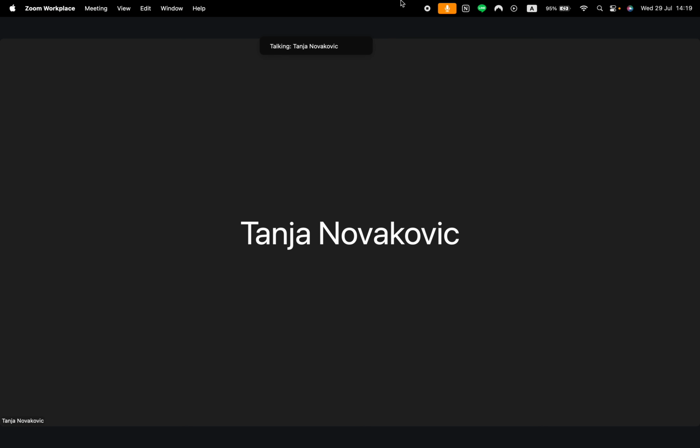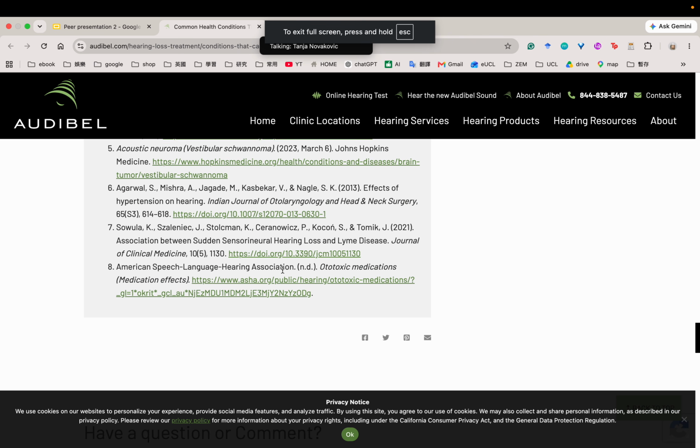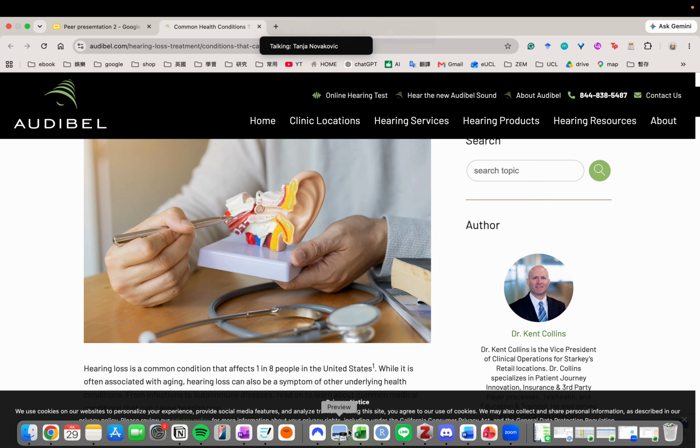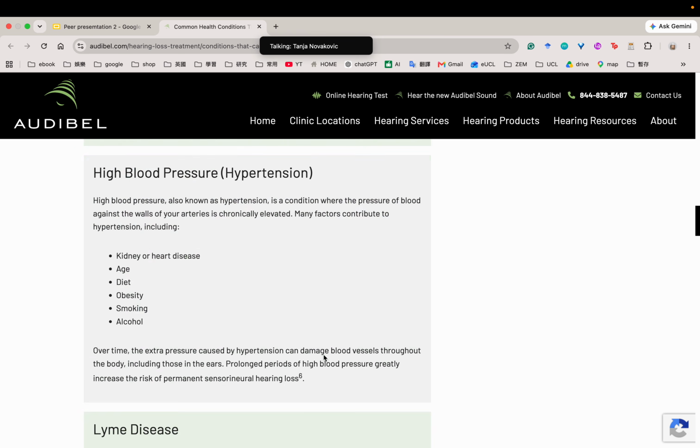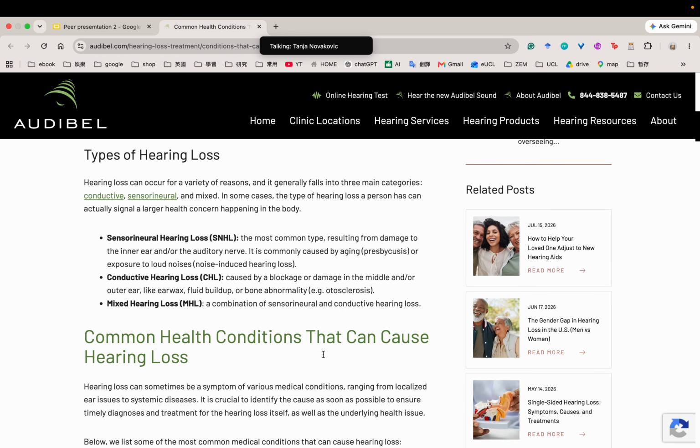So traumatic injuries, medication related, Lyme disease, high blood pressure, hypertension, cancers, stroke, diabetes, and excessive earwax, and middle ear infections from things like measles, mumps, flu.